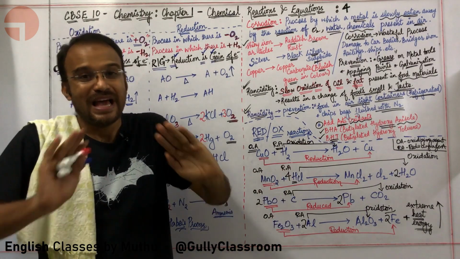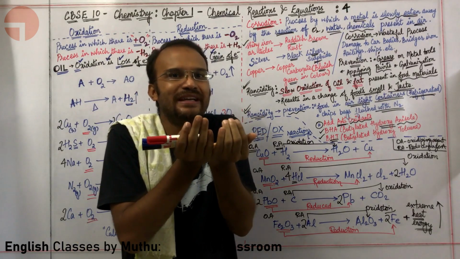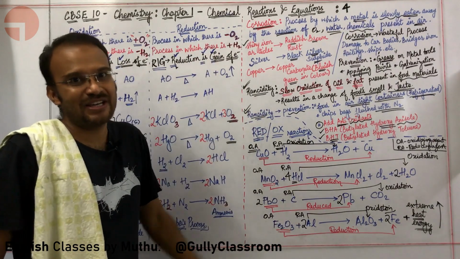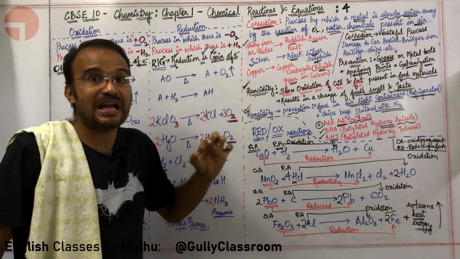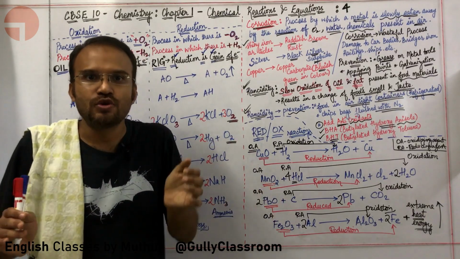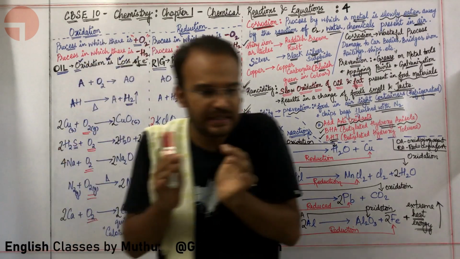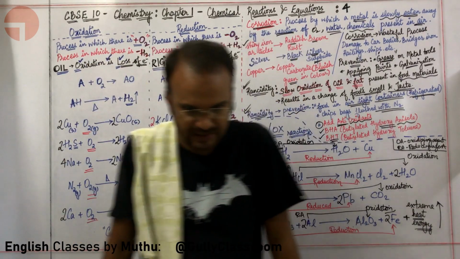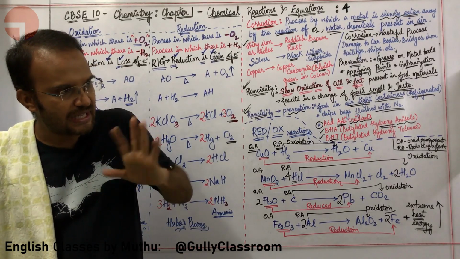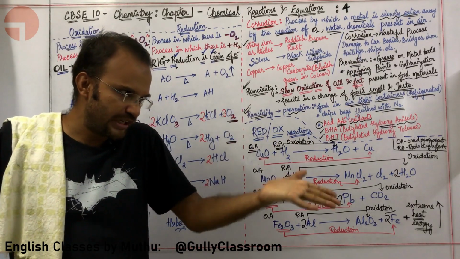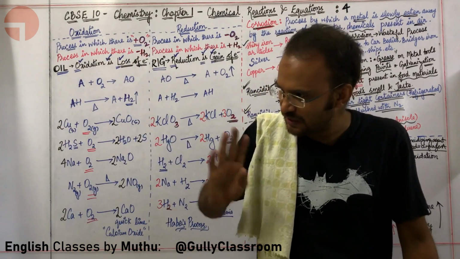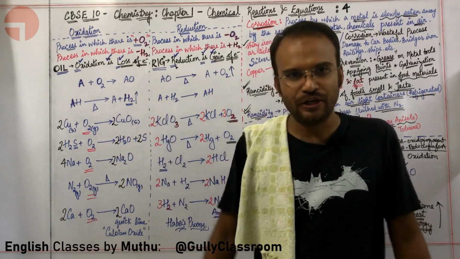This is simply the most important idea in redox reaction. Oxidation and reduction are happening simultaneously. So in a redox reaction, there is an oxidizing agent present and a reducing agent present. The oxidizing agent helps the other compound to get oxidized. The reducing agent helps the other compound to get reduced.